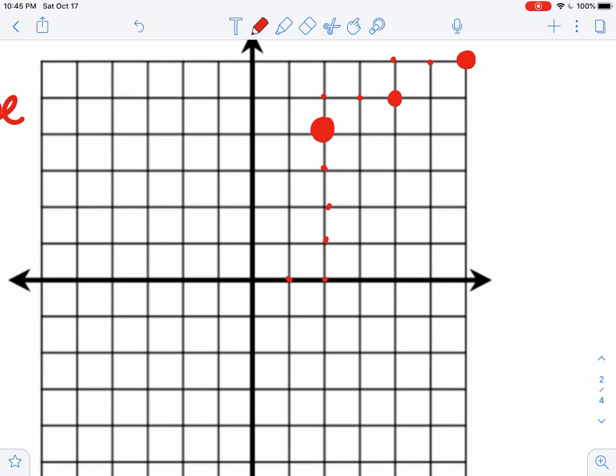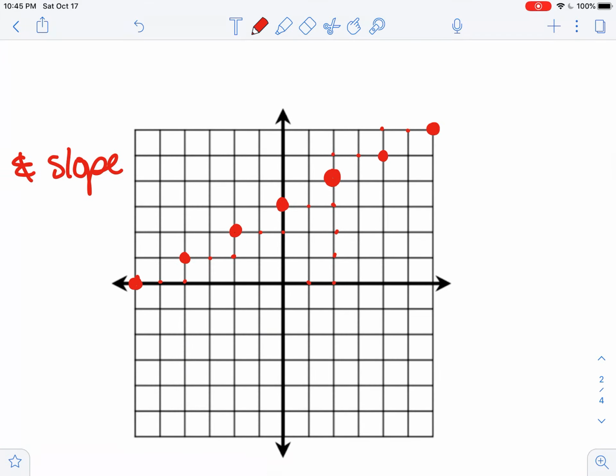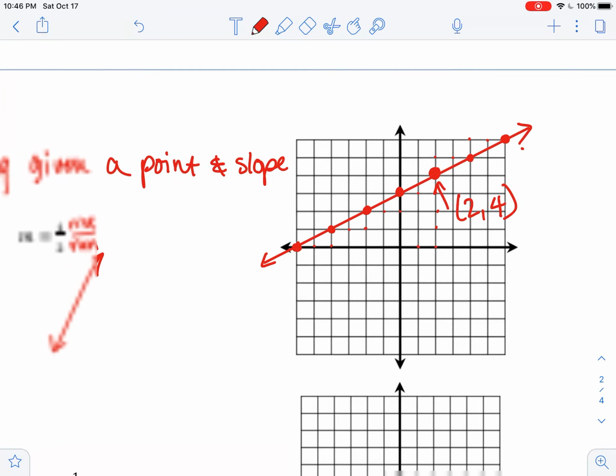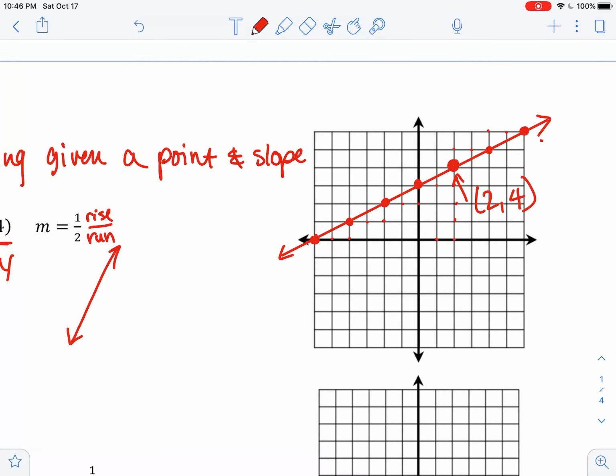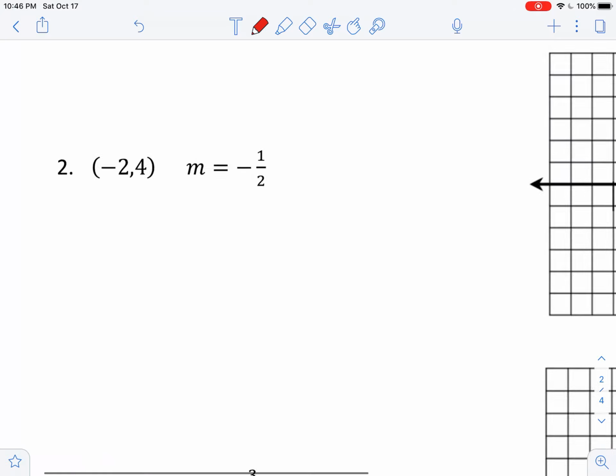I wonder if we can go in the opposite direction. So let's go down 1, over 2. Down 1, over 2. Perfect. So we can keep going with this until we have this line right here. So all we did was we plotted that first point, that 2, 4 right here, and then we used our slope, which was our rise over a run, to create the rest of our line.